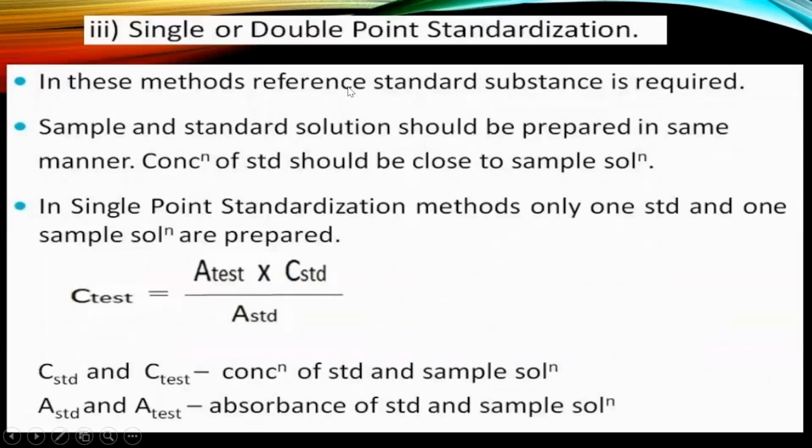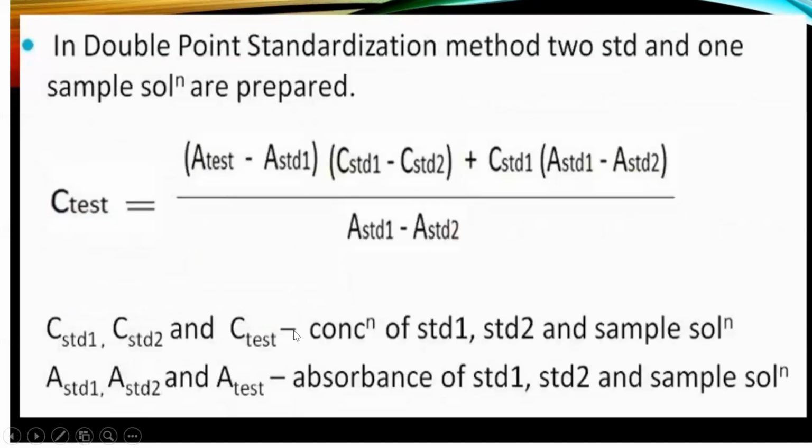Next, the third method for single component analysis is single and double point standardization. In single point standardization, one standard and one sample solution are used. For the standard, we know the concentration and the absorbance is measured. For the test, absorbance is determined. By using this formula, the concentration of the test can be determined. Concentration of test is equal to absorbance of test multiplied by the concentration of standard, divided by absorbance of the standard.